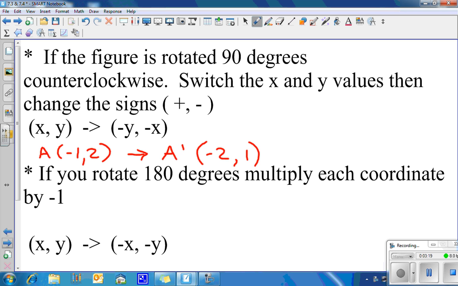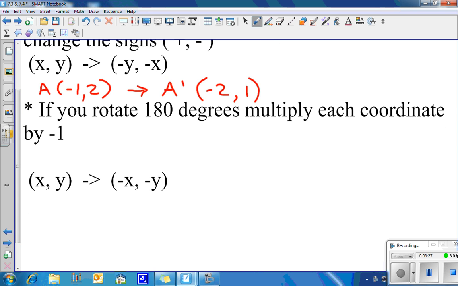+1. All right, if you rotated 180 degrees, all you have to do is multiply by -1. So you change the signs of your original problem. Again, if A was located at -1, 2, your image, A prime, would be located at, change the sign, +1, change the sign, -2.